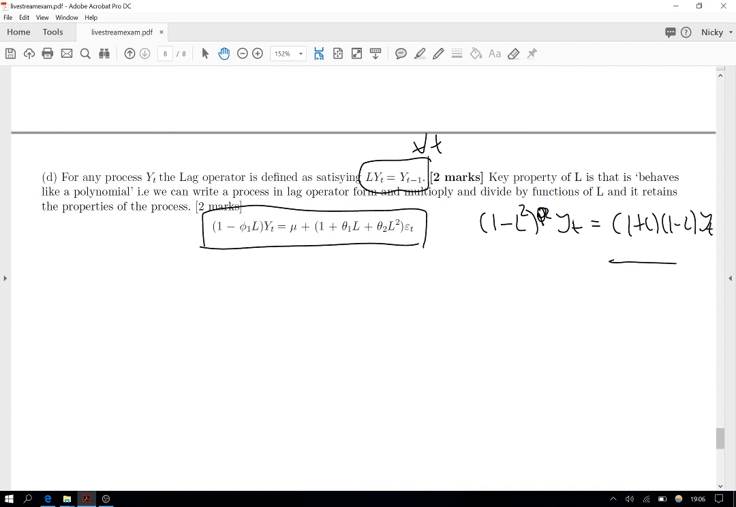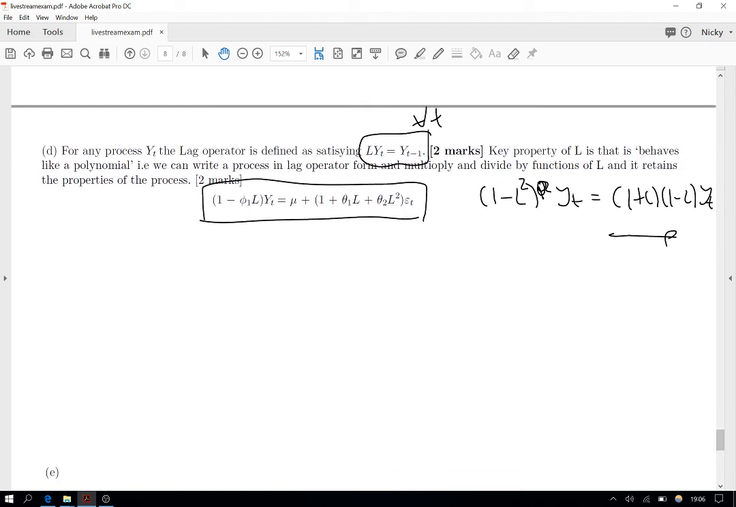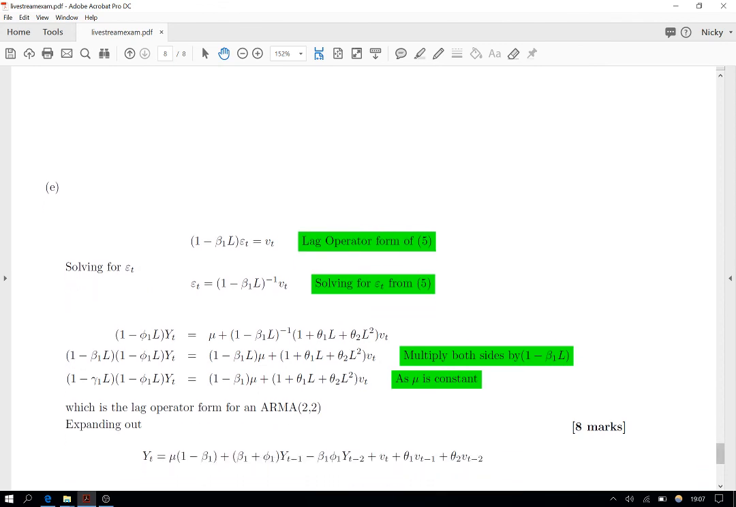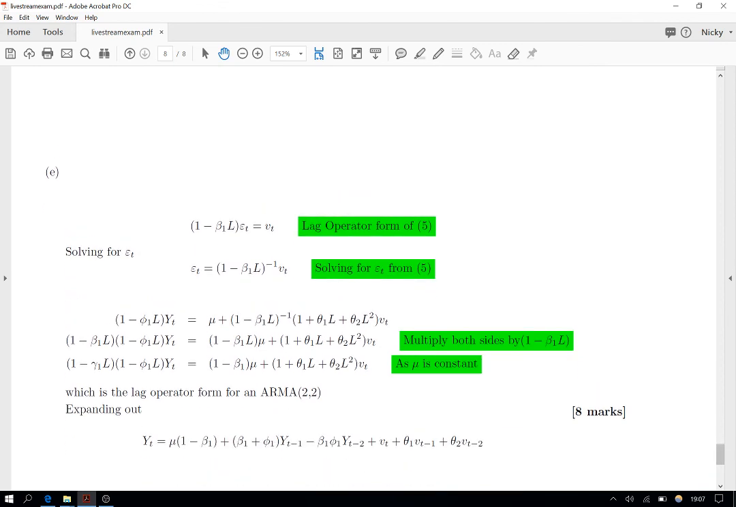If you're not sure you can explain it clearly in words, just give a simple example as to what you mean by the fact that we multiply both sides by some operations in L, that any equivalent polynomial expression for that operation retains the same properties when you apply it to a variable, which is what we've shown here. Okay, and the next part then asks you to, in essence, just use this property.